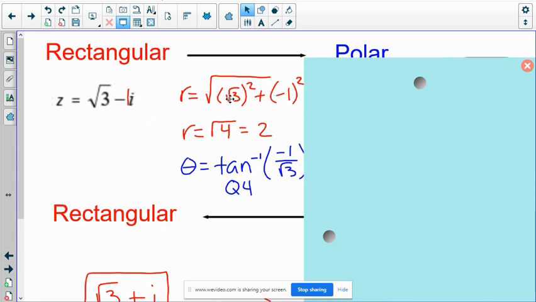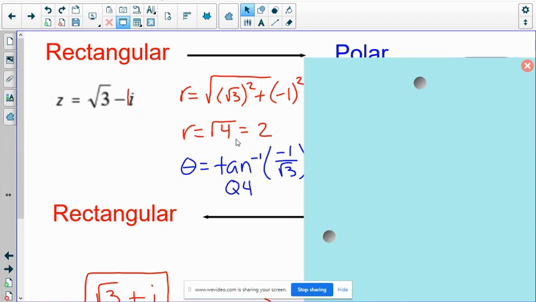So I took the square root of 3 plus 1, got the square root of 4, which is 2. So my radius is 2. Then to find theta, again, I do inverse tangent, and I'm doing -1 over root 3, and I want to put that angle in quadrant 4. How do I know it's in quadrant 4? Because x is positive and y is negative. And so if I do that, that would be 11 pi over 6.